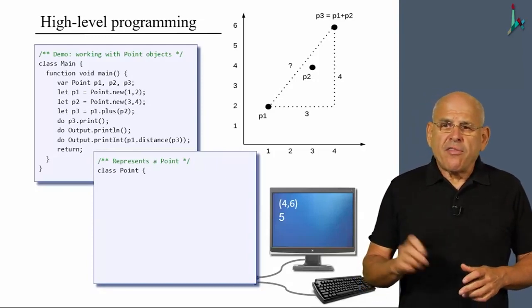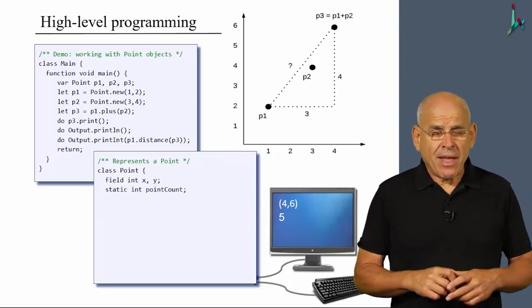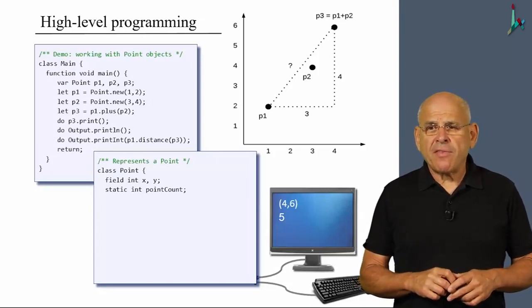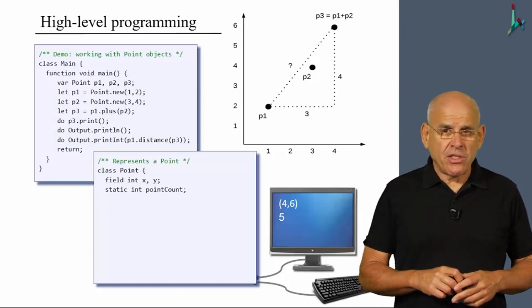So the first thing that we do when we open up the implementation of Point is that we see that we have some class level declarations.